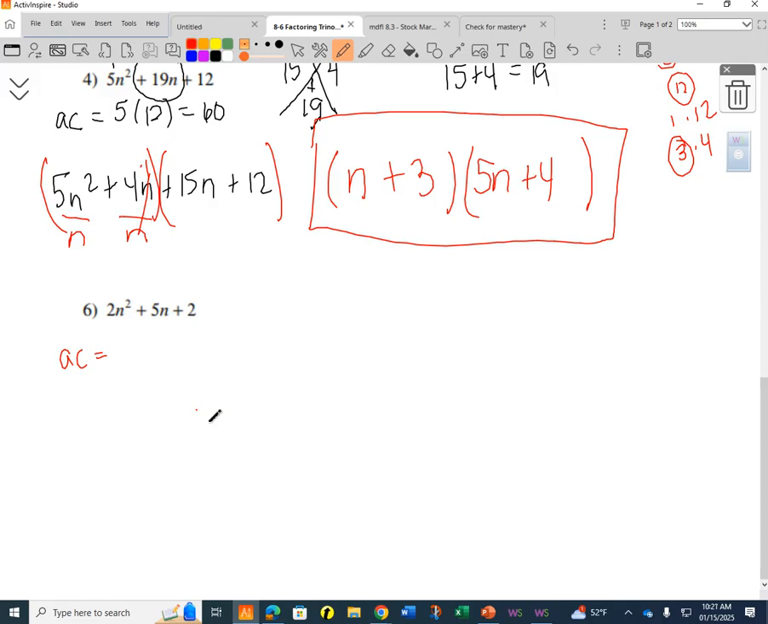What's the A in this example? It is 2. Put the number here. So 2 times, what's the C in this example, Jeremiah? What's the C in this example? Very good. A is a 2, and C is 2. So AC is A times C, and that equals 4.